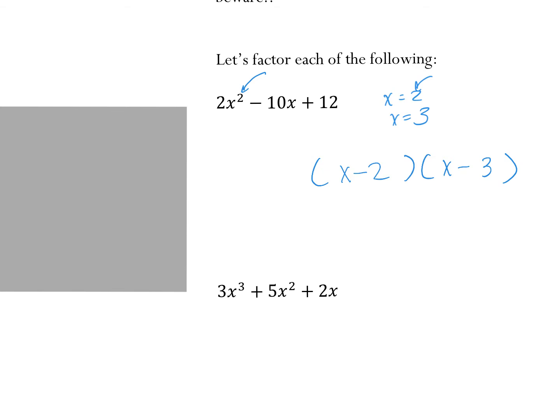What is x times x? If I just distributed my answer right now, I would get x squared. And what about negative 2 times negative 3? I would get 6. So not 2x squared and not positive 12. Oh, so it's x squared plus 6. No. You need to drop the 2 down.